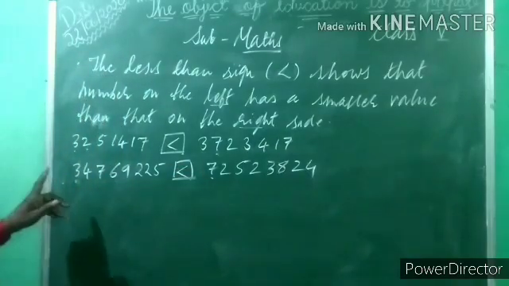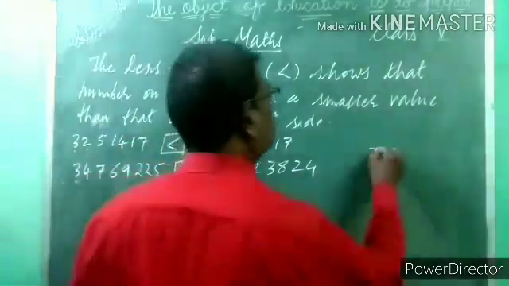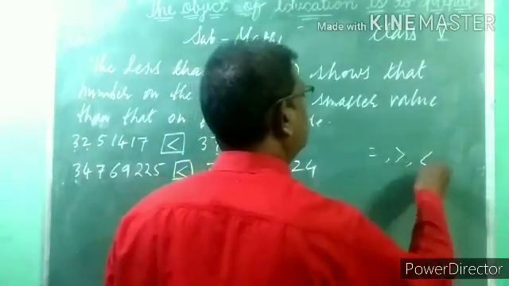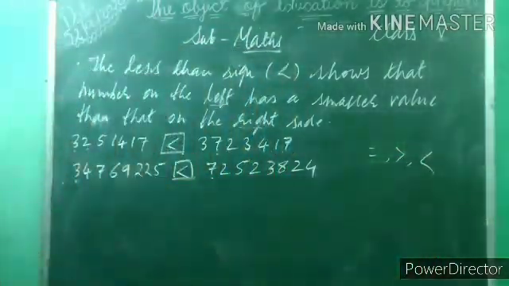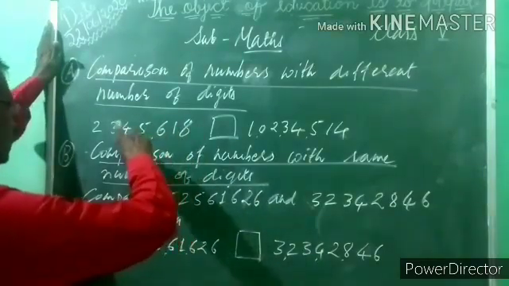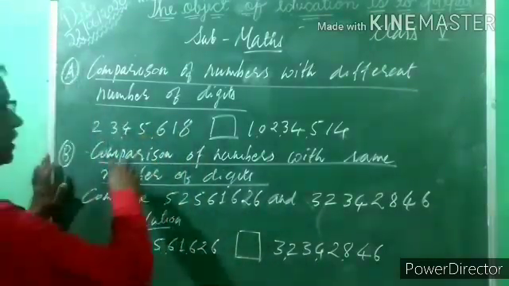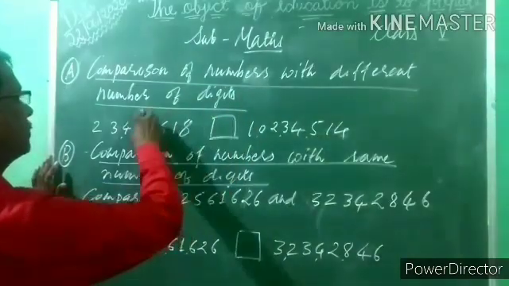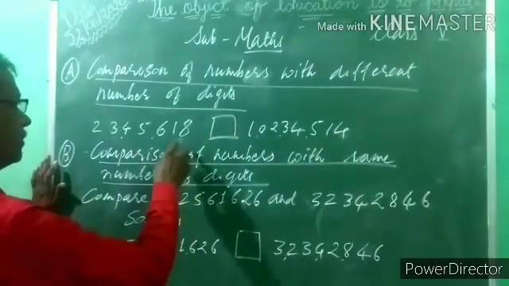Understood? So I have explained three signs: the equal to sign, the greater than sign and the less than sign. Keep in mind, now we will study the comparison of numbers with different numbers of digits, and after that we will study the next one. Comparison of numbers with different numbers of digits.